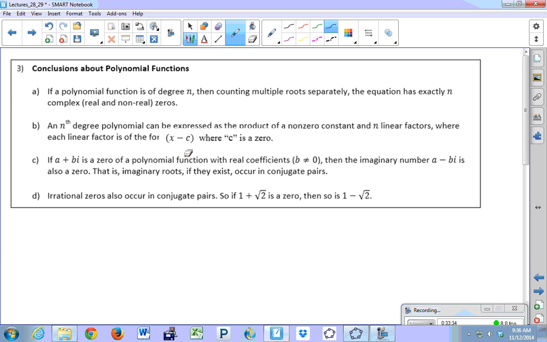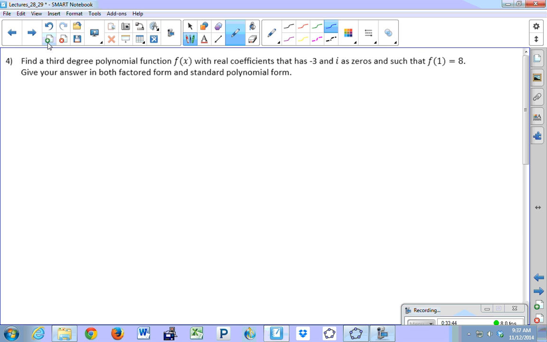So here are your conclusions. I want you to read this. I'm not going to read it for you. It's there. It gives you all of the ideas about what we can now conclude about any polynomial function. And now I just want to do this last one with you before you take some time to do your activity. It says find a third degree polynomial function.